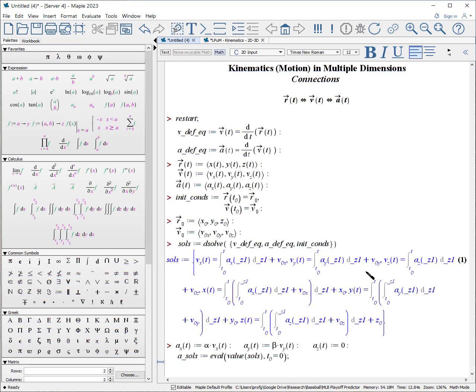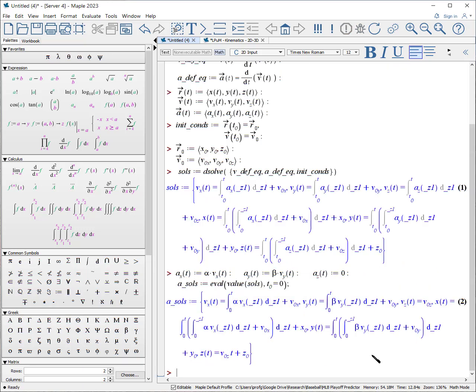Returning to our solutions, which were solutions involving time, what if we have an acceleration that depends upon velocity? Here's one where a sub x depends upon v sub x and a sub y depends upon v sub y. Can we still use these solutions? And the answer is no. We're still stuck with a situation where we're trying to solve for velocity in terms of integrating itself. As a consequence, these solutions only work if acceleration is a function of time.